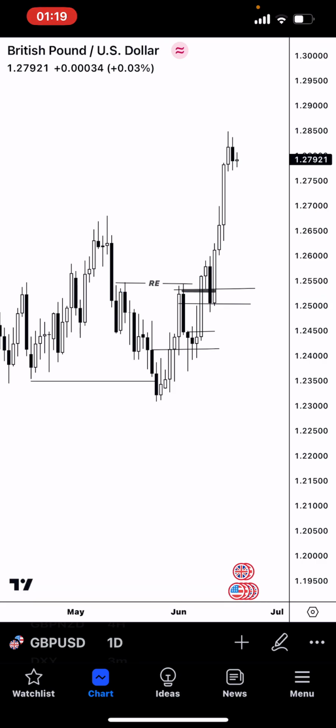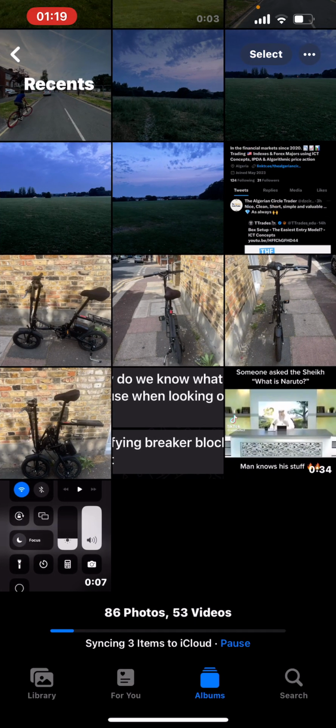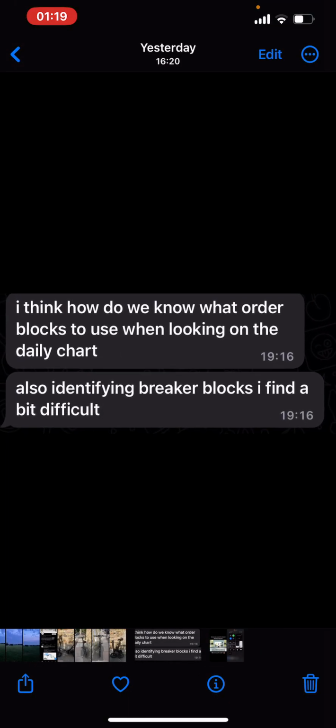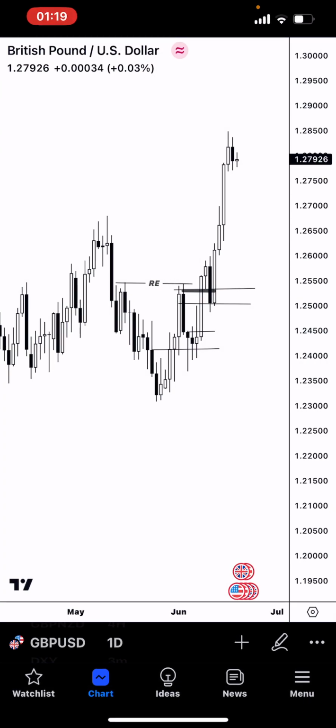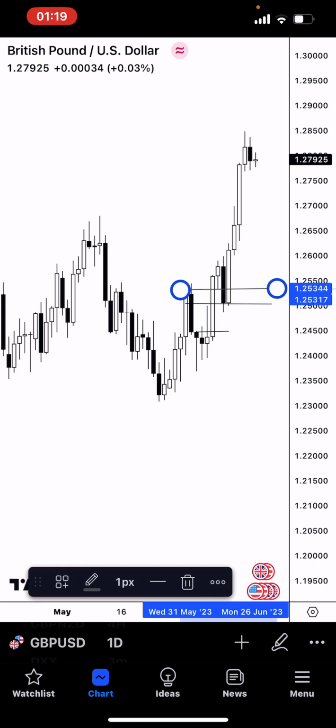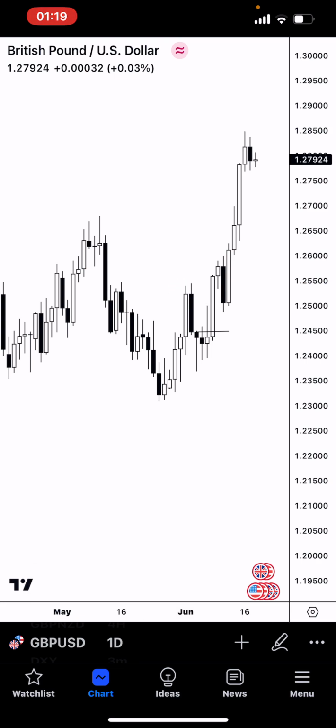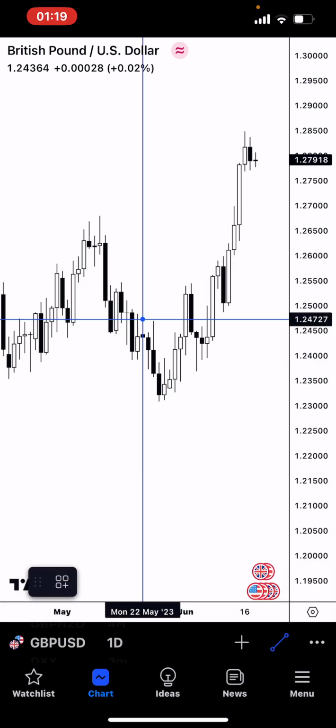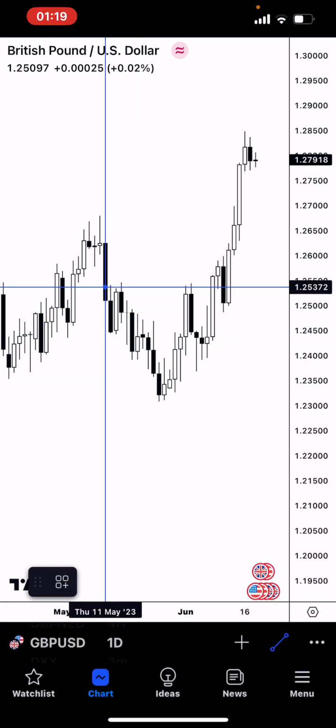Cool. Now let's move on to the second question, which is how do we identify order blocks? Cool. An order block is basically an area of previous order block that failed. So I'll give you an example.